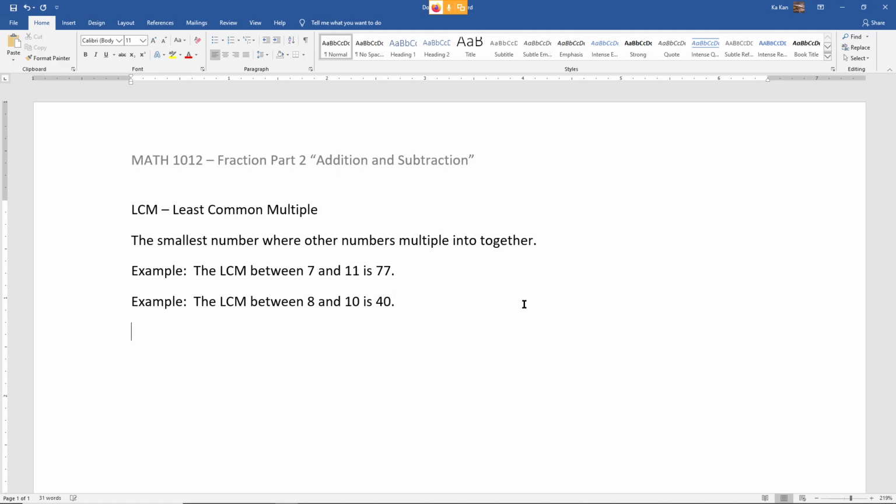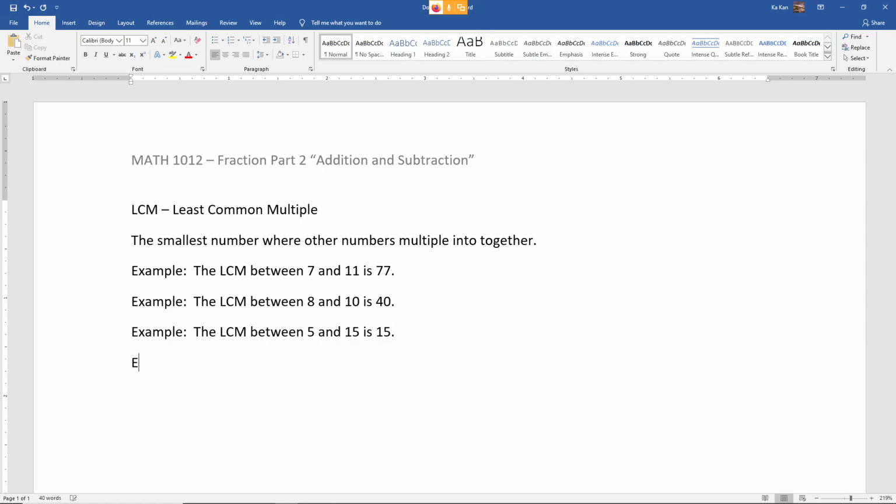So that's the key to this LCM thing: which one's the smallest? Here's another example. The LCM between, say, 5 and 15 is 15, because 5 times 3 is 15 and 15 times 1 is 15. So basically, if the smaller number can go into the bigger number, then that big number is automatically the LCM.